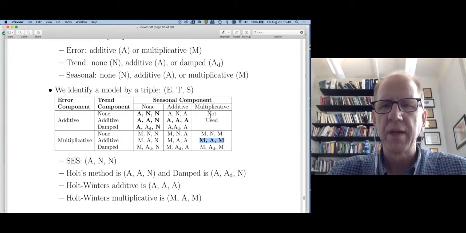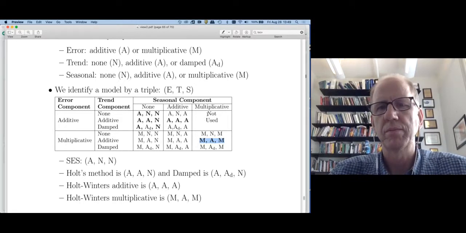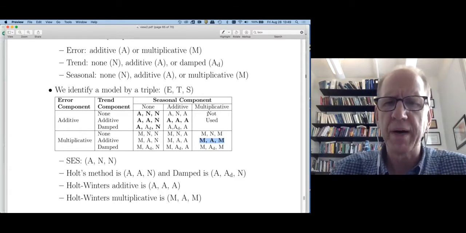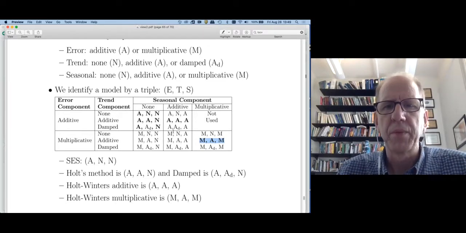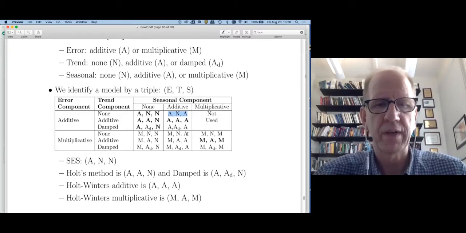I'll just mention these models in the upper right where we have a multiplicative trend component don't get used. So instead of 18, we really have 15 models. There are a lot of other models out here that ETS will allow us to consider. So for example, we could have an additive error without a trend, but a seasonal component. Likewise, we could have a number of other combinations.